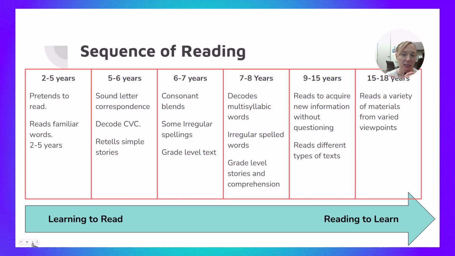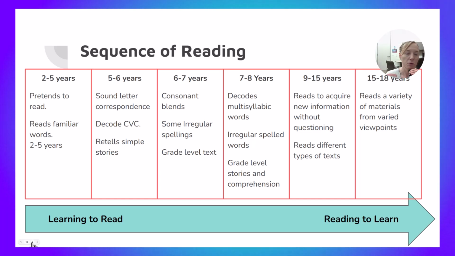From the ages of 9 to 15, you're able to acquire information without questioning. So you're reading for learning at this point in time. You're not learning to read, you're reading to learn. You also can read lots of different types of text, poems, narratives, newspapers, magazines, all of those different features. And by the time you're 15 to 18 years old, you're not only reading lots of different kinds of texts, but you're able to take into account other people's viewpoints and considerations and hopefully differentiate what might be factual versus not factual. So having some more discrimination in your ability to understand the text.